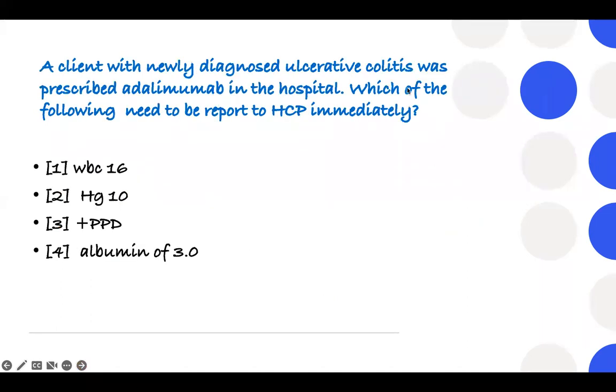Similar question. Which of the following need to be reported to the ACP? So that's my ask. You have to report something to the ACP. A client with newly diagnosed ulcerative colitis was prescribed adalimumab in the hospital. Which of the following do I need to report? Then you say, in the case we have somebody with ulcerative colitis, UC, in the hospital. Something that I'm worried about, I need to report it to the ACP.